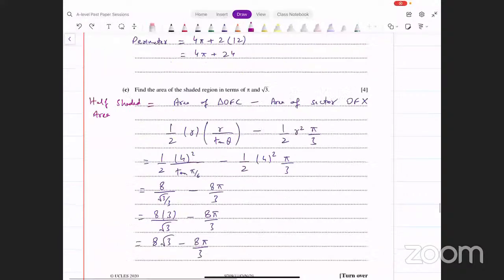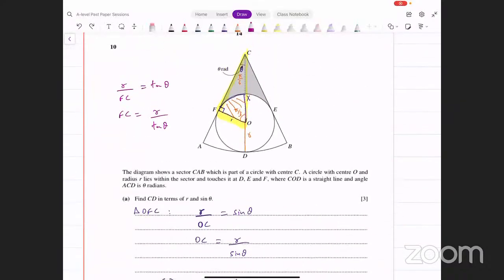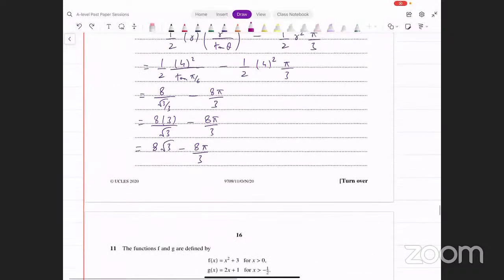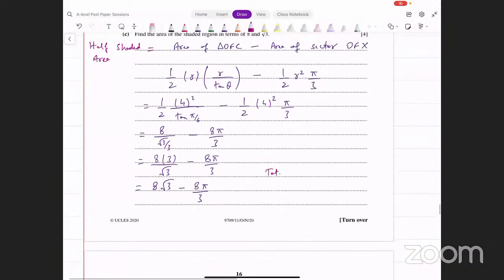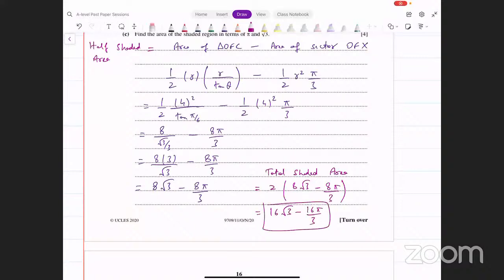इसको 2 से मल्टीप्लाई कर दें, because हमने अभी सिर्फ ये एक रीजन फाइंड किया, this region only. इसको 2 से मल्टीप्लाई कर देंगे, आपके पास टोटल शेडेड रीजन आ जाएगा। Let's do that. टोटल शेडेड एरिया, that's going to be 2 times 8 square root of 3 minus 8 π/3, and that gives us 16 square root of 3 minus 16 π/3. That's your shaded region. ये आपके पास area आ गया. That's what we were looking for.